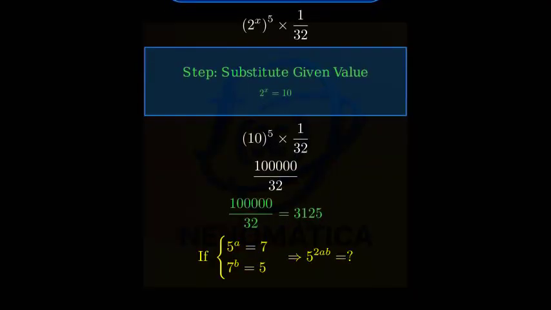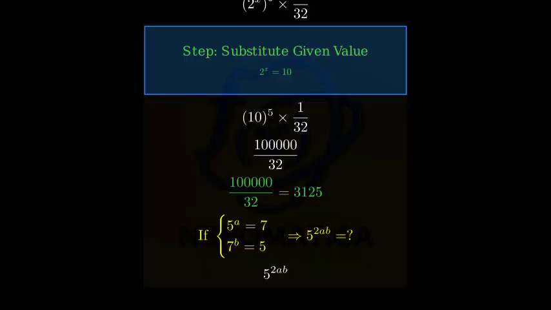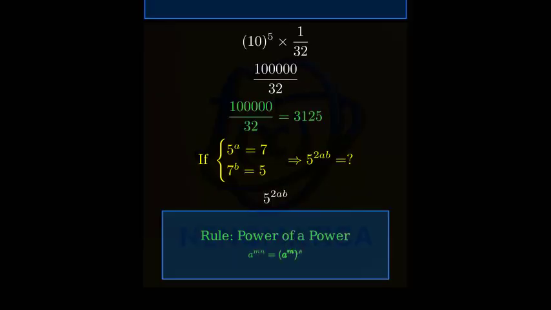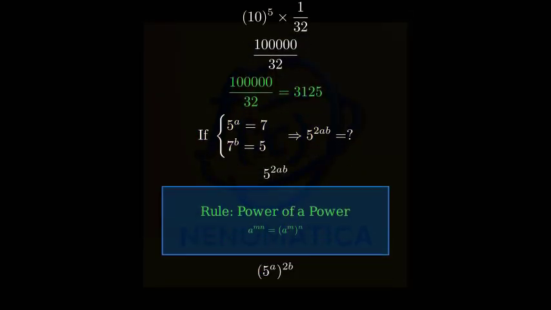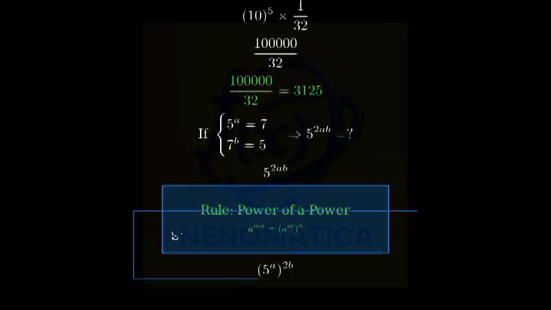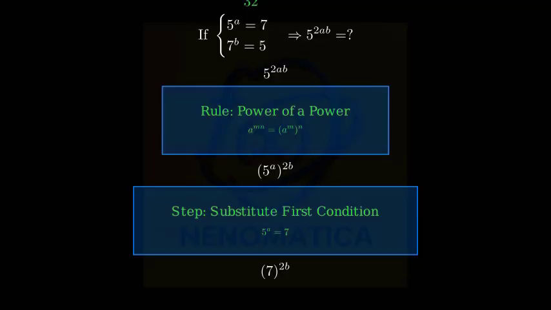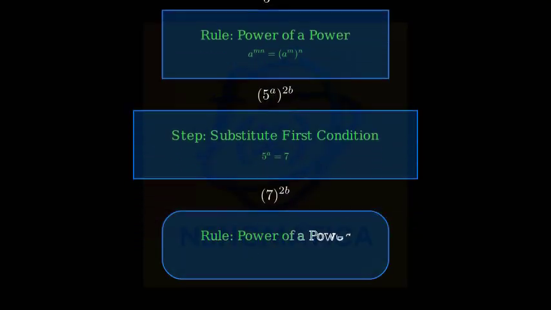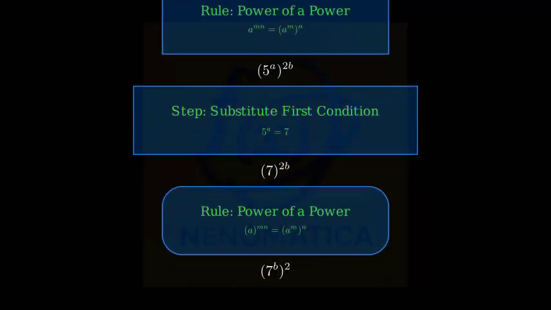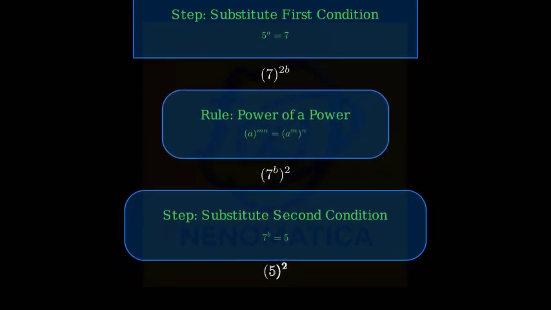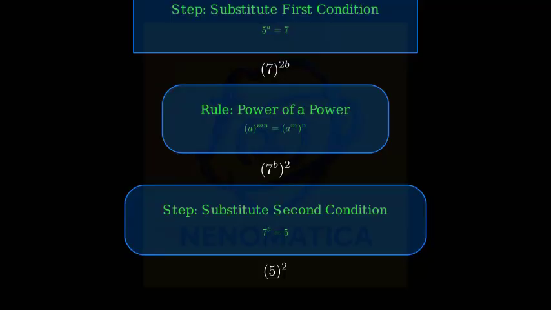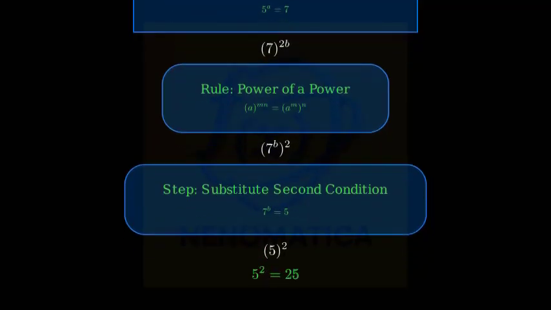Let's try another example. If 5 raised to the power a equals 7, and 7 raised to the power b equals 5, then find 5 raised to the power 2ab. Let's begin by writing our target expression, which is 5 raised to the power 2ab. Using the power of a power rule, we can rewrite this as 5 to the power a, raised to the power 2b. From the given conditions, we know that 5 to the power a equals 7, so we can substitute that value. We can rewrite this as 7 to the power b, squared. Now, we know from the given conditions that 7 to the power b equals 5, so we can substitute that value. 5 squared is 25.